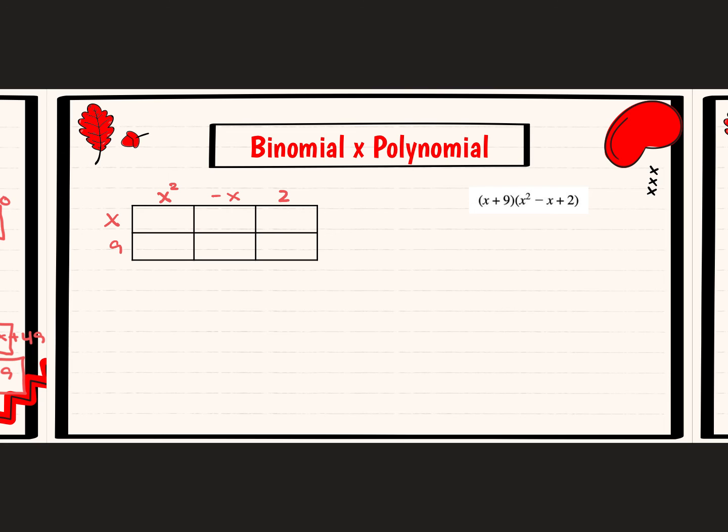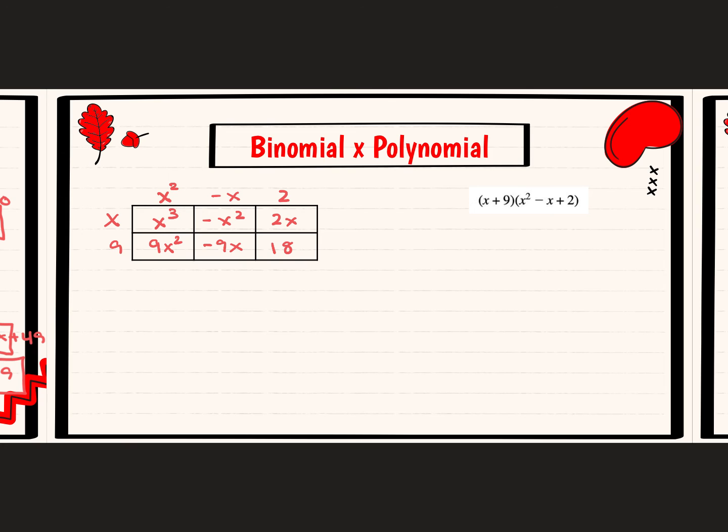So again, just like when we were doing a 2 by 2, where we had 4 boxes, we're doing the exact same thing. The term in the column multiplied by the term in the row. So here I have x times x squared, which gives me x cubed. I have x squared times 9, which gives me 9x squared. I have x times negative x, which gives me negative x squared. I have 9 times negative x, which gives me negative 9x. x times 2, which gives me 2x. And 2 times 9, which is 18.